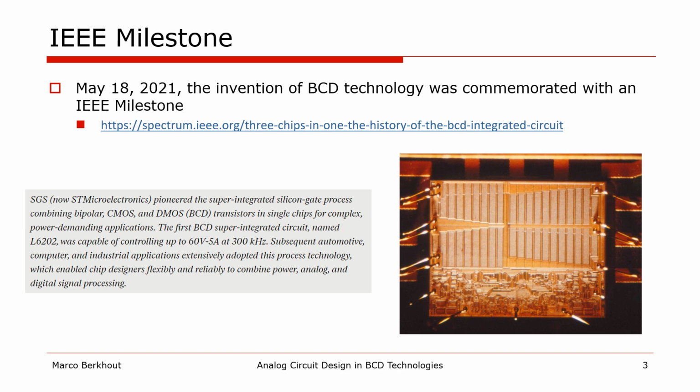Before we start the tutorial, I would like to point your attention to this. On May 18, 2021, the invention of BCD technology was commemorated with an IEEE milestone. IEEE milestones honor significant technical achievements in all areas associated with IEEE, and the invention of BCD technology has joined the ranks of other iconic inventions, such as, for example, the SPICE circuit simulator, the floating gate EEPROM, Wi-Fi, CDMA, and last but not least, Moore's Law.